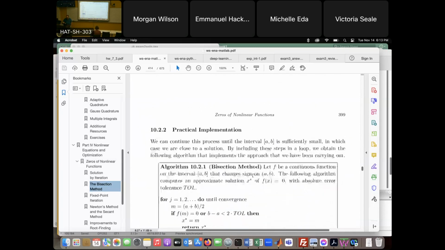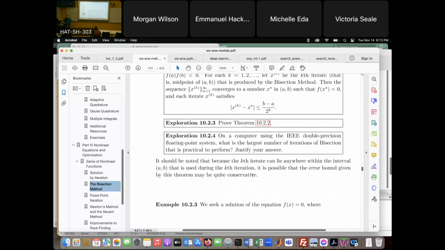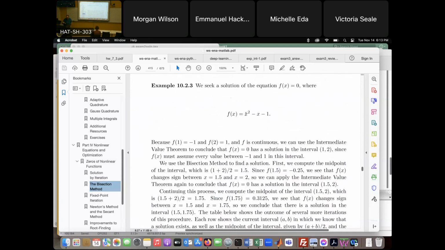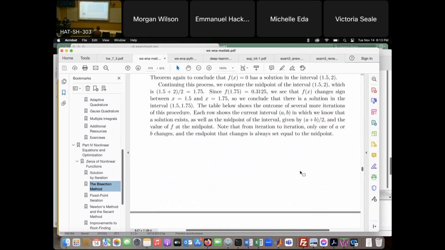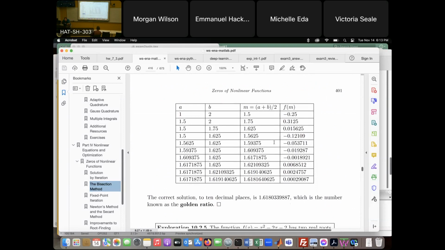I have another example here. Okay, the polynomial x squared minus x minus 1. If I substitute x equal to 1, I get minus 1. And if I plug in x equal to 2, I get 1. And it's a polynomial, so it's certainly continuous. So by the intermediate value theorem, there has to be a root somewhere between x equals 1 and x equals 2. And I have a table here that shows what happens.